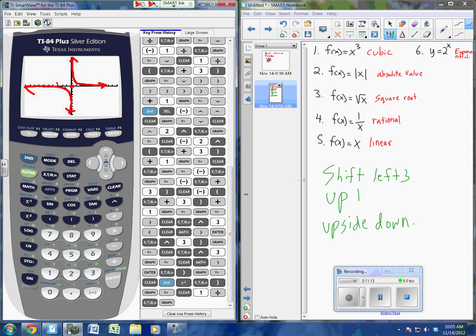How do you add to the left? Let me tell you. You guys, to shift something left and right, you have to put parentheses around it. You have to put it inside a function. You don't always have to use parentheses depending on what function it is, but you have to put it inside the function. So you have to replace x with x plus 3.